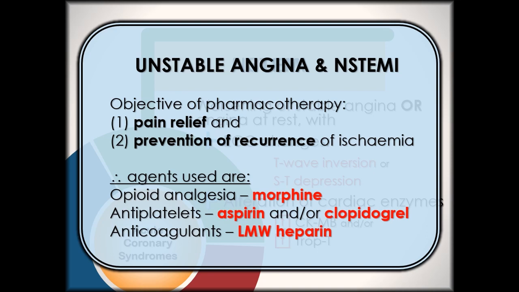So agents that are used here are the opioid analgesic, which is morphine, any of the antiplatelet agents, or probably both of them, aspirin and clopidogrel. And if you remember from your previous lecture on anticoagulants, they are also used here to try and prevent recurrence of the ischemia. The agent of choice is usually any of the low molecular weight heparins.